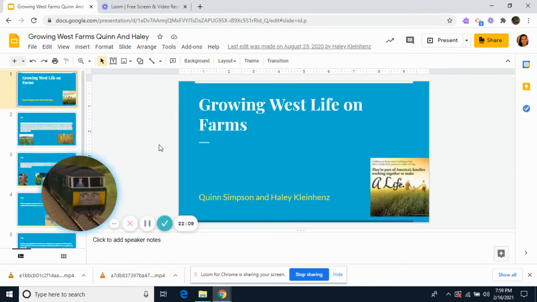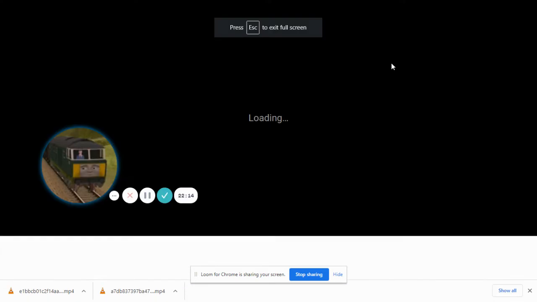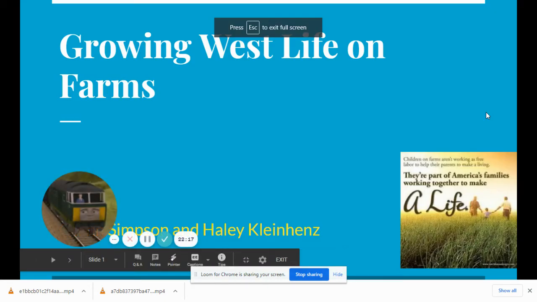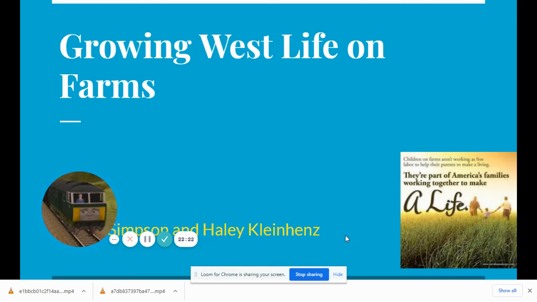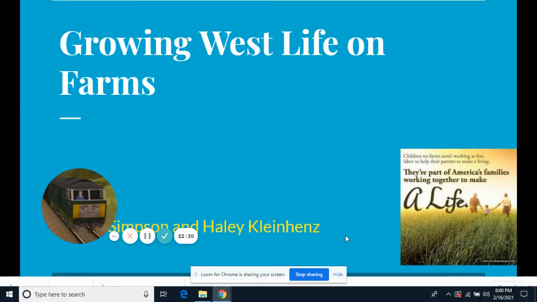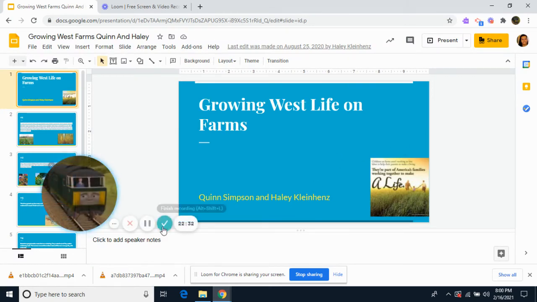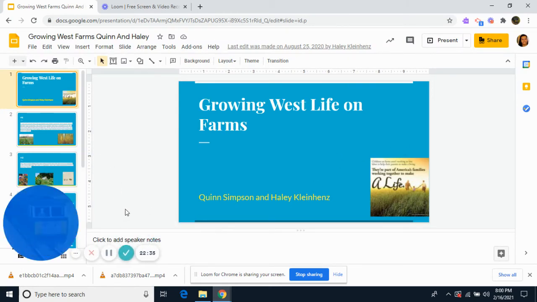Okay, so I did not do this one yet. This was made from a U.S. history class. I'm going to read this part right here. Children on farms aren't working as free labor to help their parents make a living. They're part of America's families working together to make a life. This is from Growing West: Life on Farms by Quinn Simpson and Haley Klein Hens, which is explained in the other video that I've done.